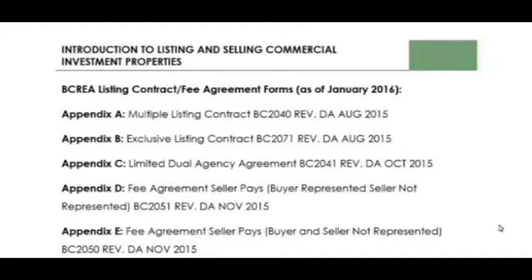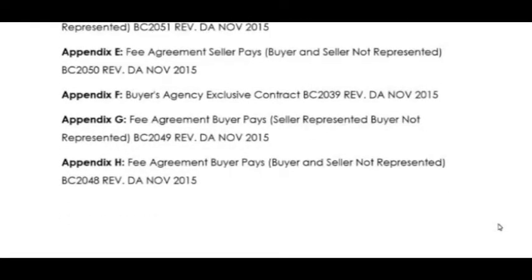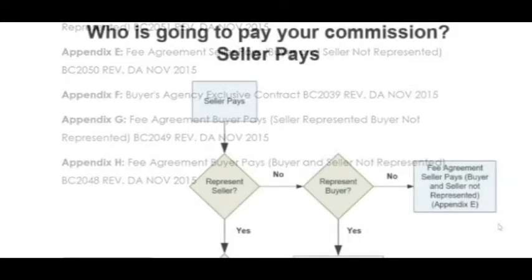So there's a multiple listing contract, A. B, Appendix B, exclusive listing contract. C, limited dual agency agreement. D, fee agreement, seller pays, buyer represented, seller not represented. E, fee agreement, seller pays. F, buyer's agency exclusive contract. G, fee agreement, buyer pays. H, fee agreement, buyer pays.